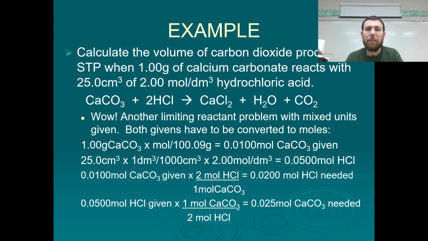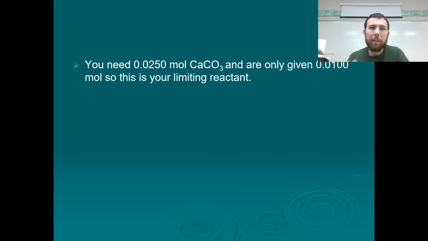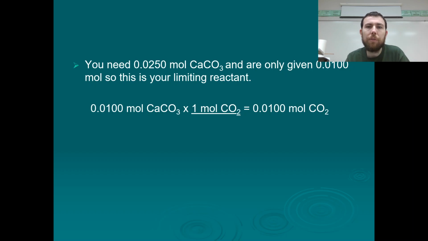All right, that's exciting. So now that we've identified our limiting reactant, we can calculate how much carbon dioxide we can actually produce from this reaction. Again, if I'm going too fast, pause the video, rewatch it, do what you need to do so that you're making sure you're tracking along with me here. We're going to need 0.025 moles of calcium carbonate, but we only have 0.01, so that's our limiting reactant. So we then take that to the amount of carbon dioxide using the mole ratio. We see that it's 1 to 1, so we've got 0.0100 moles of carbon dioxide that was produced.